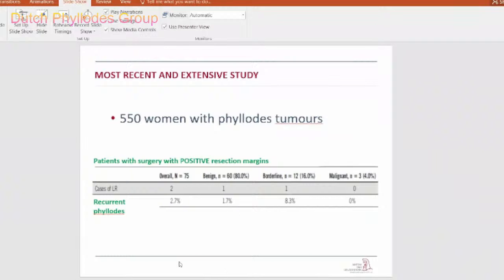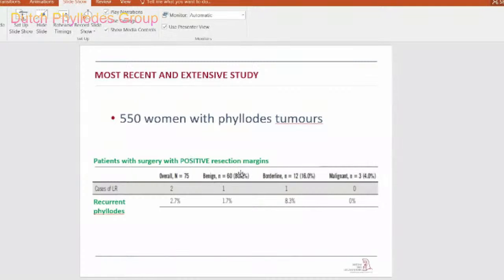So this is a reference to the most recent and the largest study by Laura Rosenberger from Duke University, who may be considered an expert on phyllodes tumors. The study included over 500 patients with phyllodes tumor. And what you see here is the cases of recurrent phyllodes tumor. So these were 60 patients who recurred with surgery with the positive resection margins only.